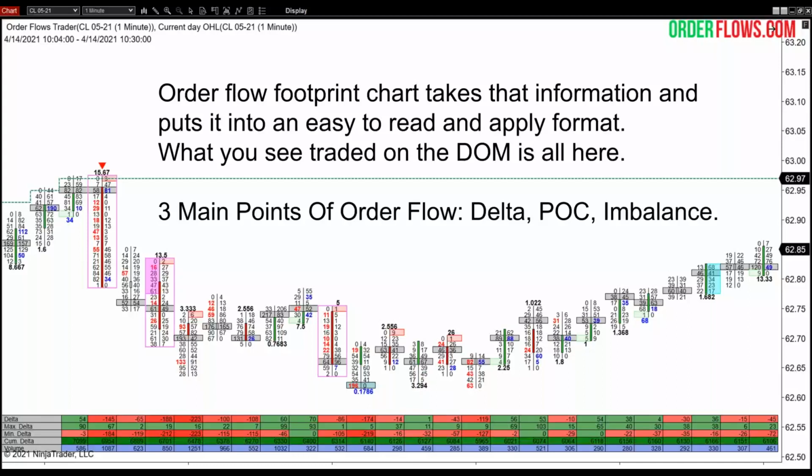And out of all that data, right, you see on the screen a lot of information, but there's three main points that order flow traders focus on, and that is the delta, that's the point of control, and that's the imbalances in a bar, right? Every bar is going to have a delta. Every bar is going to have a point of control. Point of control is the place with the most volume, and imbalances. Not every bar has them, but bars that have them can be very revealing as a trader.